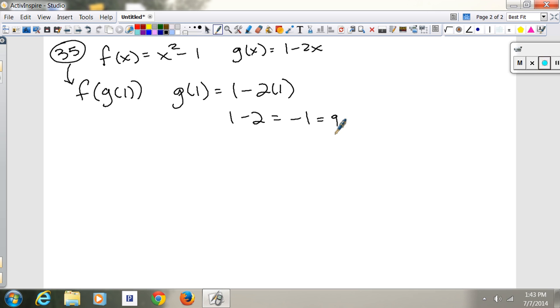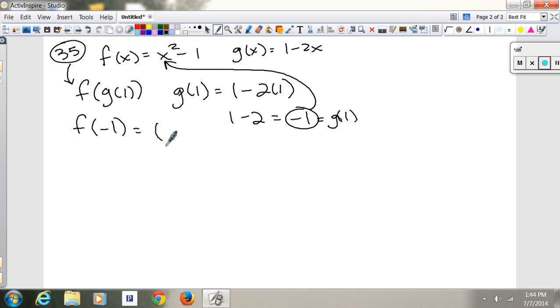So my g of 1 is negative 1. So they want you to take this negative 1, that's your g function, and plug it into the f function. So you're finding the f function of the g of whatever 1 is for g. So it's going to be the f of negative 1 is really what we're looking for.